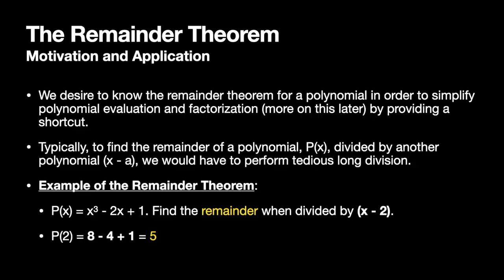So for example, let's say we have a polynomial defined as x to the power of 3 minus 2x plus 1. We want to find the remainder when it's divided by x minus 2. Well, in this case, we see that in the form x minus a, the a value is 2. So we'll simply plug in 2 to the polynomial, and we'll get 8 minus 4, which is 4, plus 1 is 5. So the remainder of this polynomial when divided by x minus 2 is 5.